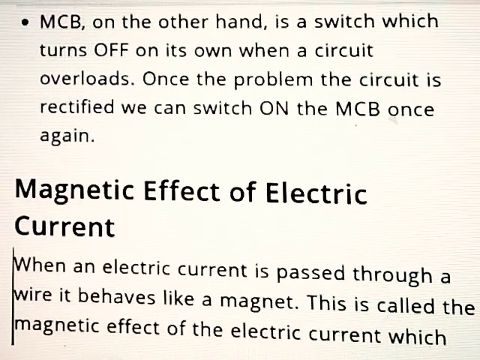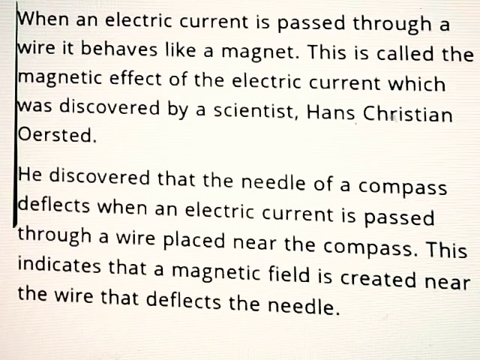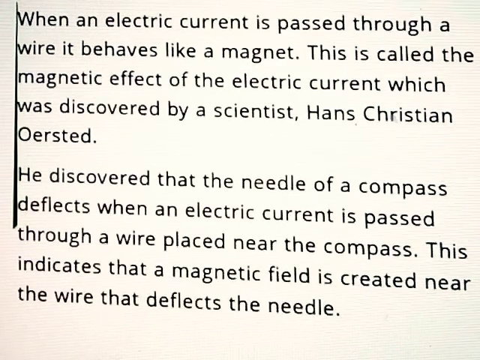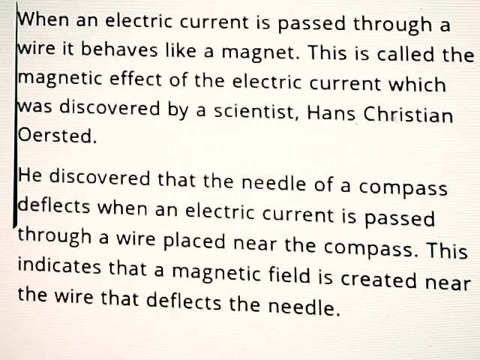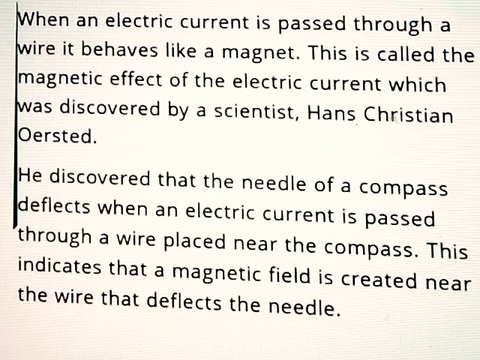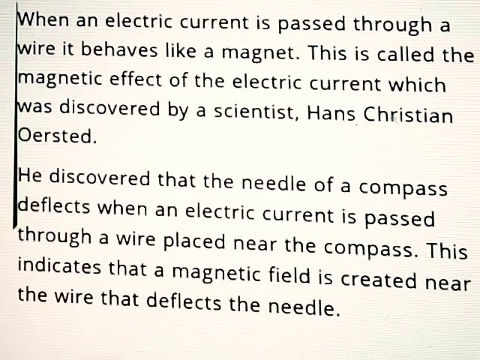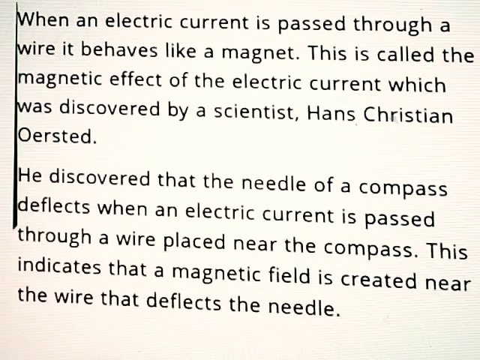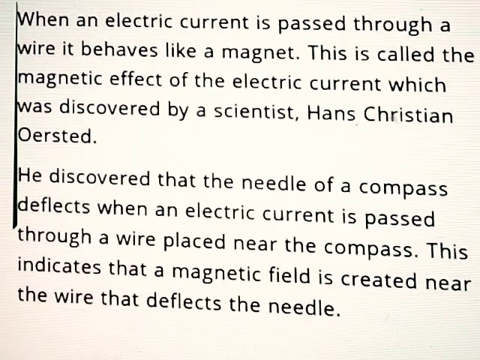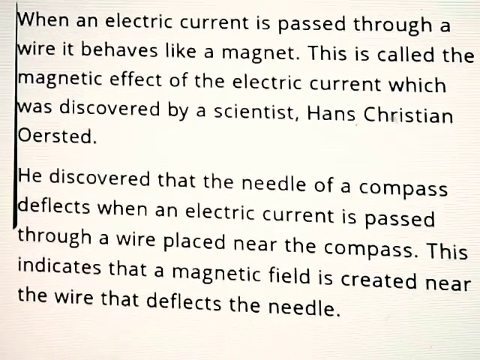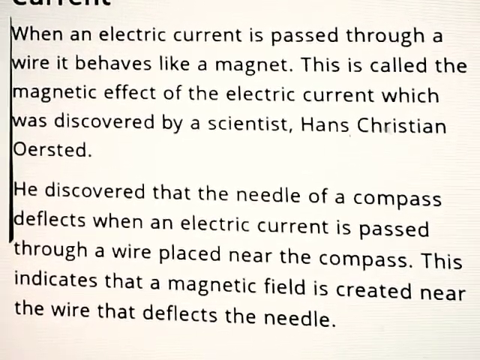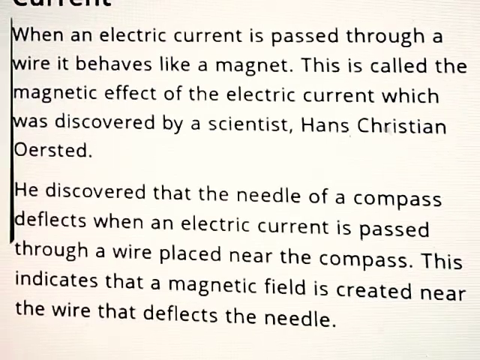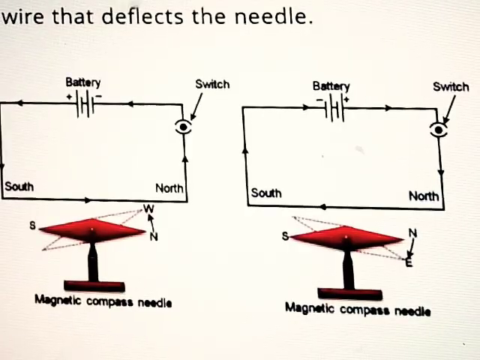Magnetic effect of electric current. When an electric current is passed through a wire, it behaves like a magnet. This is called the magnetic effect of the electric current, which was discovered by a scientist, Hans Christian Ørsted. He discovered that the needle of a compass deflects when an electric current is passed through a wire placed near the compass. This indicates that a magnetic field is created near the wire that deflects the needle. Magnetic compass needles.